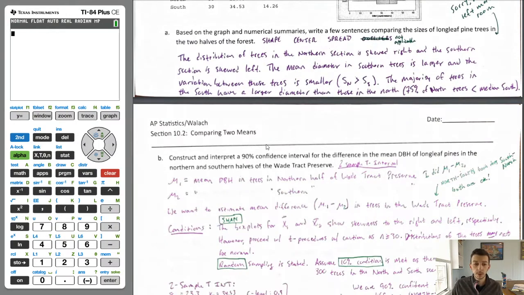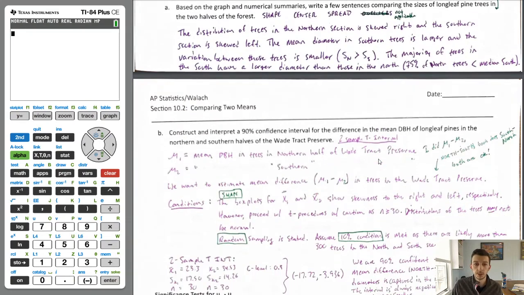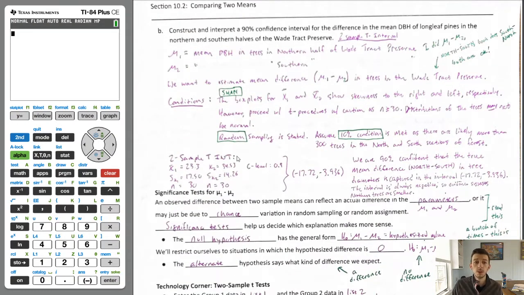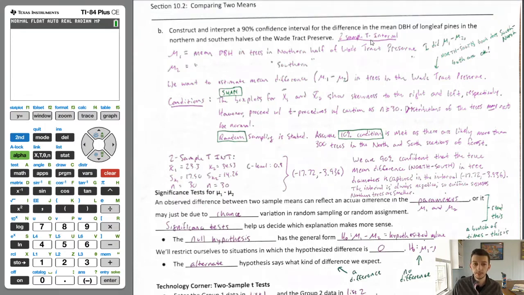So the next part, it asks us to construct a 90% confidence interval. So I've got all my work here, but I'll just scroll down so you can see the whole thing. So first thing that we have to do is decide what kind of interval it is. And I chose a t-interval here because we didn't know the population standard deviation.